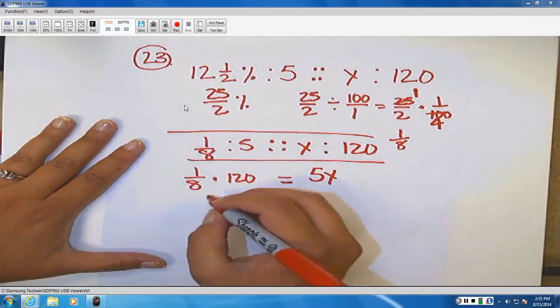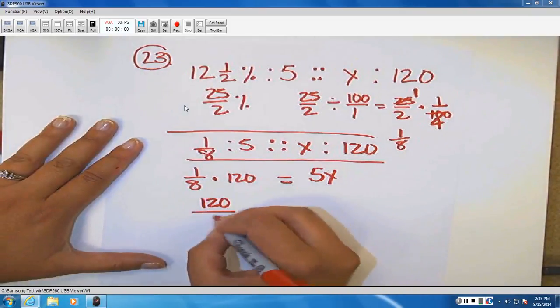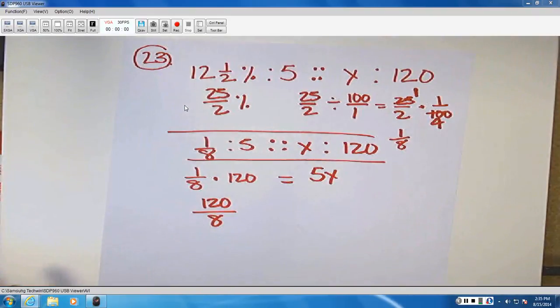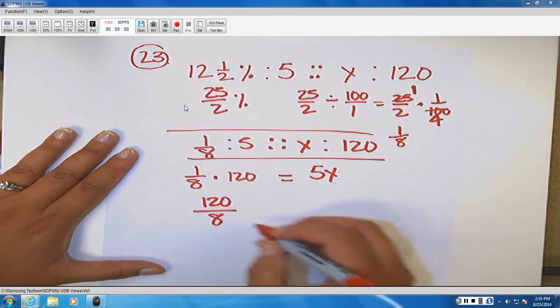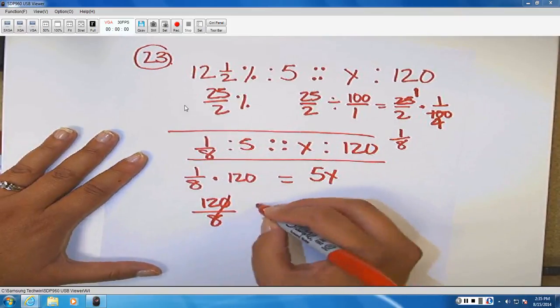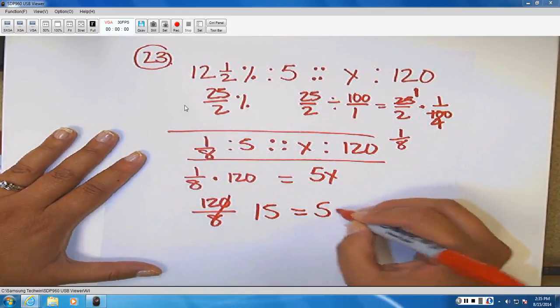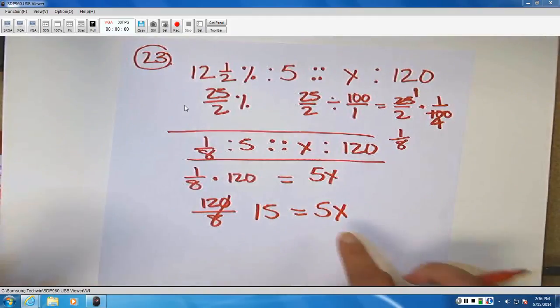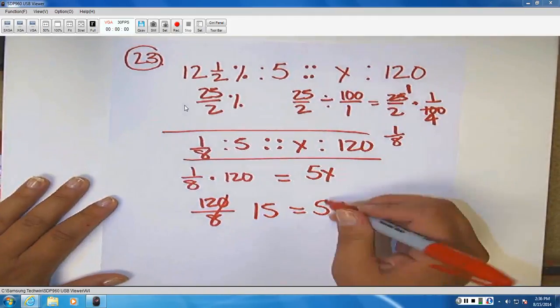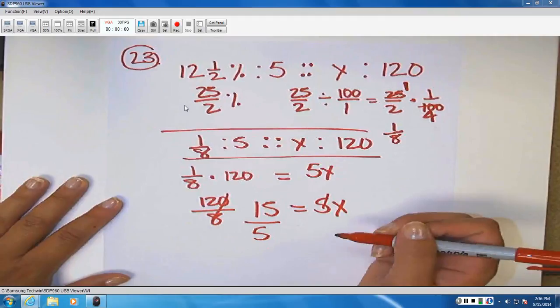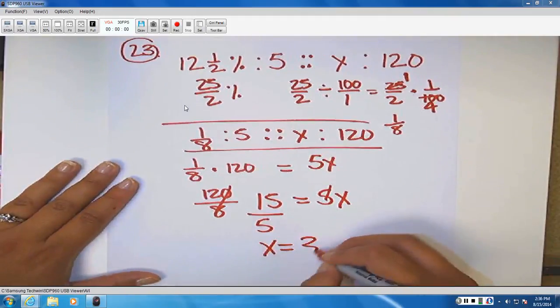I get 120 over 8, and I'm sure I can reduce that. Actually, 8 will go into 120. So it ends up being 15 when I reduce that. So I have 15 equals 5x. So now I'm just going to take my 5 and divide it over here. So take this over, divide my 15 by 5, and I end up with x equals 3.